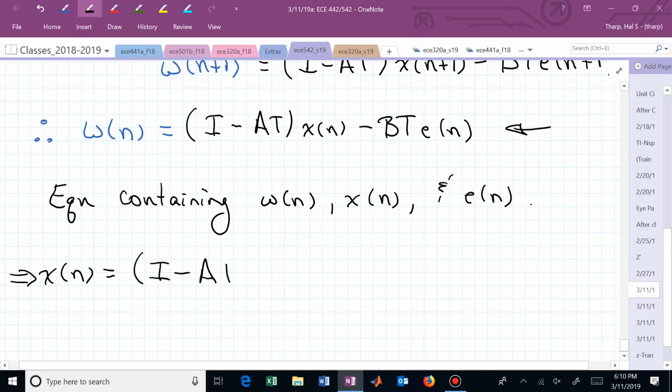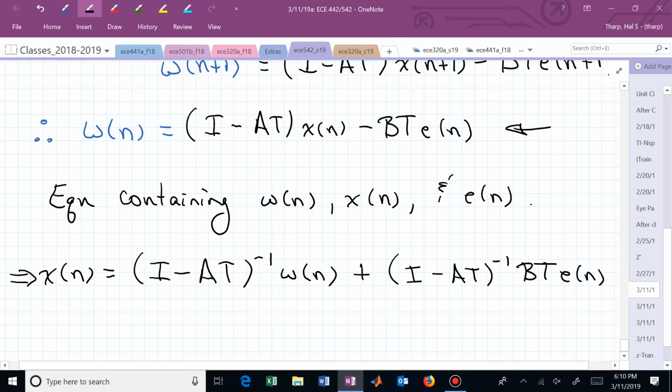X of n is now (I minus AT) inverse w of n plus (I minus AT) inverse BT e of n. I've moved the minus BT to the other side, adding BT e of n to both sides, and then multiplying everything by the inverse of I minus AT. That now allows me an expression for little x at time n.